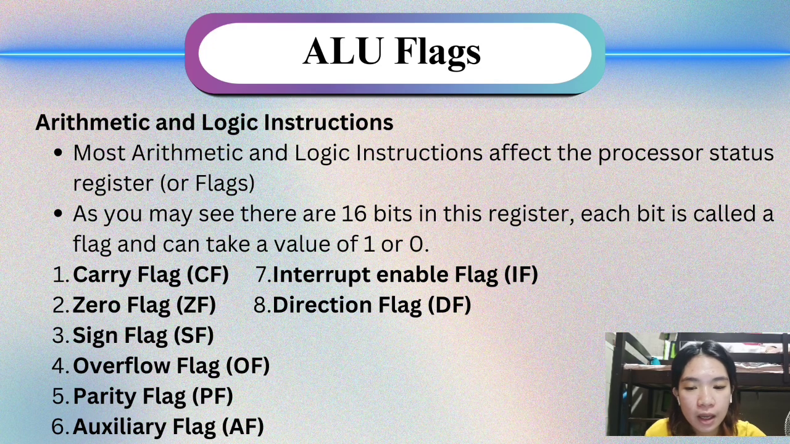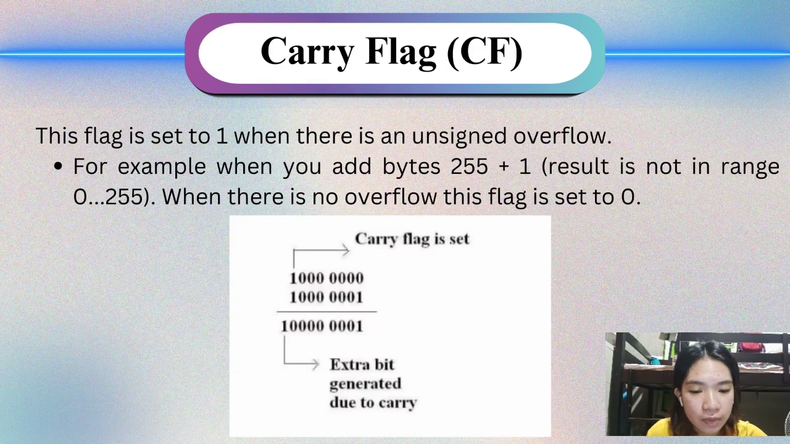So we have carry flag, zero flag, sign flag, overflow flag, parity flag, auxiliary flag, interrupt enable flag, and direction flag. So first we have carry flag. This flag is set to 1 when there is an unsigned overflow. For example, when you add bytes 255 plus 1, the result is not in range. When there is no overflow, this flag is set to 0.